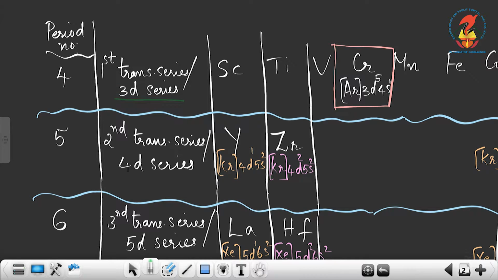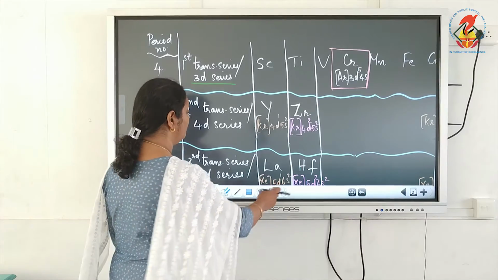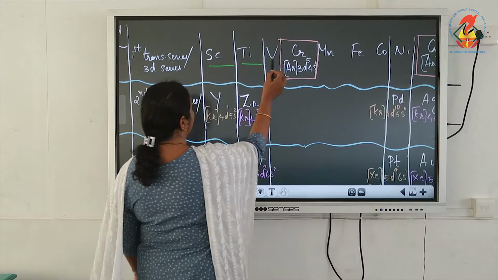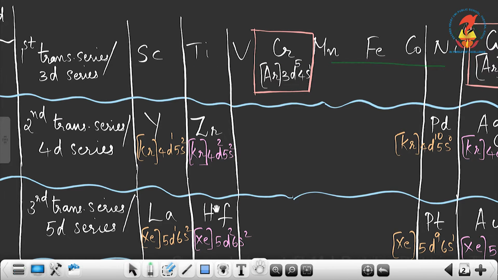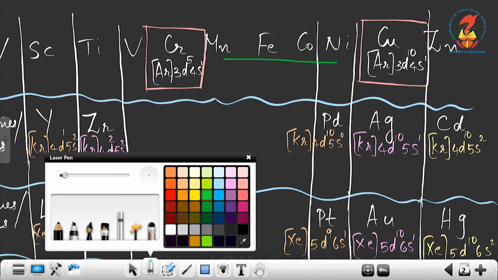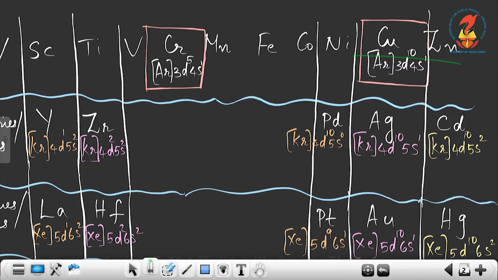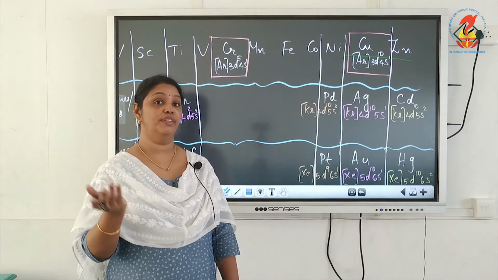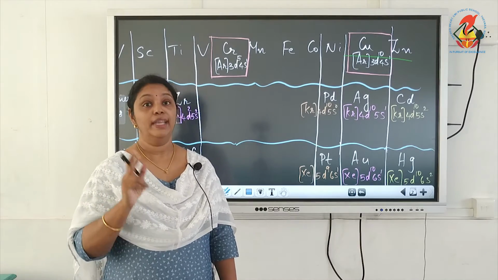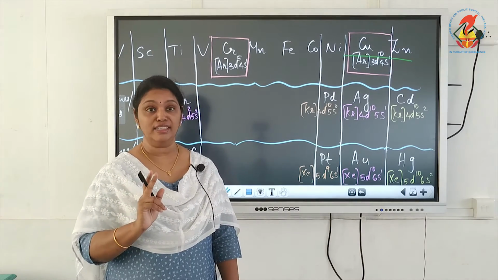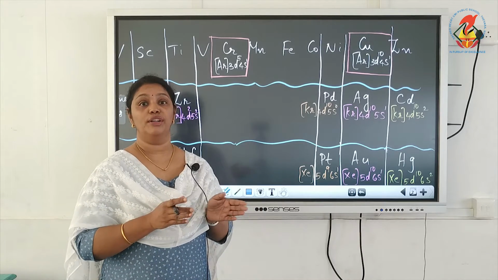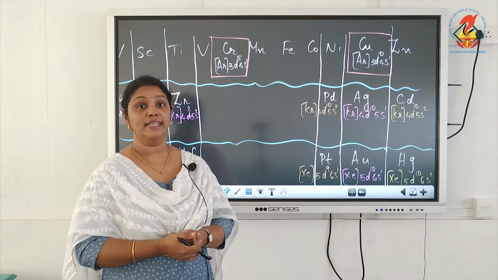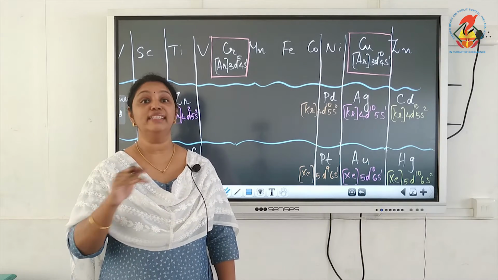And we have 10 elements in the 3D series, and we have already learned these 10 elements. They are scandium, titanium, vanadium, chromium, manganese, iron, cobalt, nickel, copper and zinc. And also we know that period number 4 elements take the electronic configuration of the noble gas present in period number 3, and the period number 3 noble gas is argon. So, we have the inner electronic configuration of argon followed by the outer electronic configuration. And the 3D orbital is getting filled in 3D series.